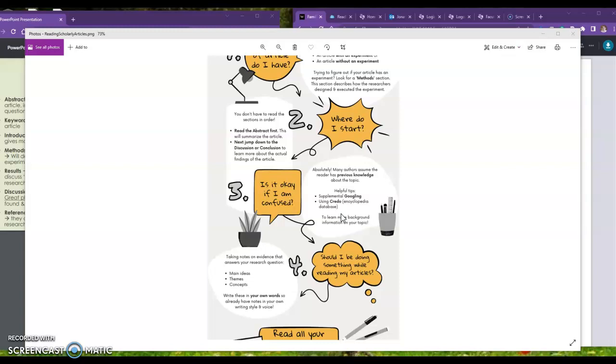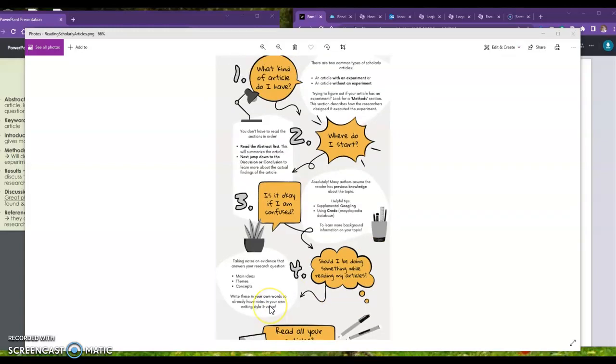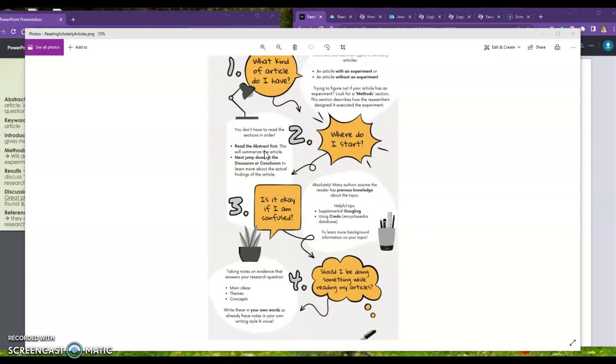If you can pull some terms that you think, okay, I'm not too familiar with. Number 4, should I be doing something while I read the article? My suggestion is when you read the article, do the sandwich method. When you read the abstract first, and when you jump down to the conclusion, you take notes of what are the main ideas.